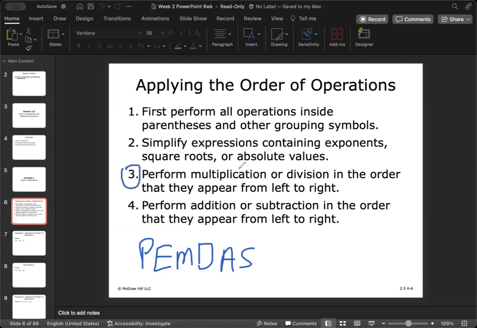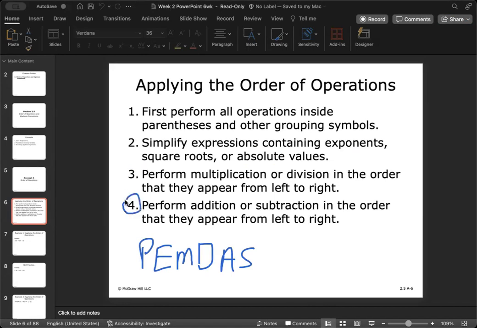Now, when we get to step 3, you'll notice you'll perform the multiplication and division. So even though the M and D look like separate steps when we talk about PEMDAS, they really are a part of the same step, the third step. And the notion here is that you perform the multiplication or division as it appears from left to right. So there are times, just to give you a heads up, where you will do division before you do multiplication because it appears first in the problem as you go left to right.